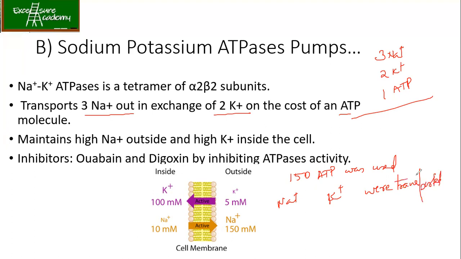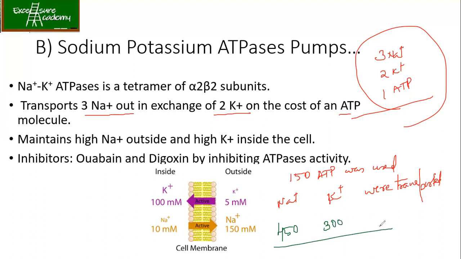So क्या आंसर होगा? सिंपल है, since you know this. So obviously, what will be the answer now? Simple maths. 450 Na plus. Correct. And 300 K plus. Correct. Simple. But for which you should know that it is 3 Na plus, 2 K plus, 1 ATP.